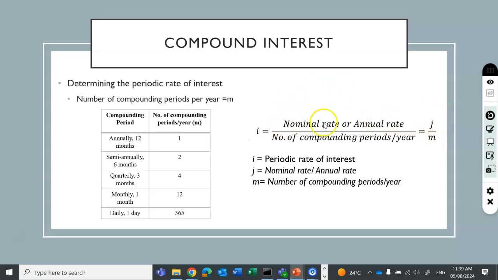So we can calculate the periodic rate of interest, which is denoted by I. The periodic rate of interest is the interest rate for one compounding period. So if you know the annual rate, and you divide by the number of compounding periods per year, you will get the periodic rate of interest, which is the interest rate for one compounding period. So I is equal to J over M.